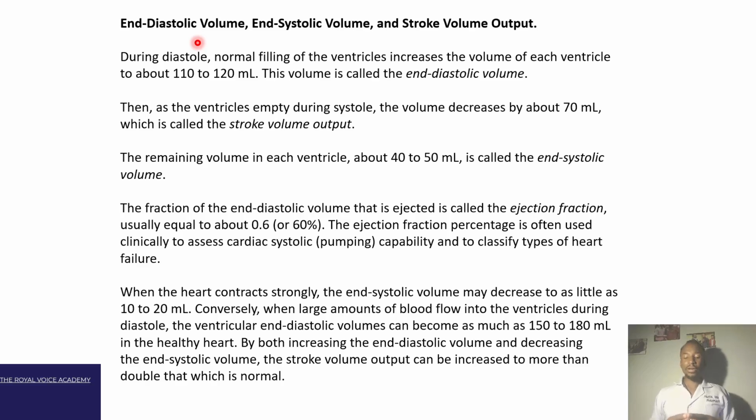So when your ventricles fill completely, the maximum amount of blood that your ventricles can hold, that is the end diastolic volume. And it normally ranges between 110 to 120 mLs. That is the maximum that your ventricles can hold. So what are we saying? End diastolic volume is the volume of blood that is present in your ventricles at the end of ventricular diastole or at the end of atrial systole. So take time to understand that.